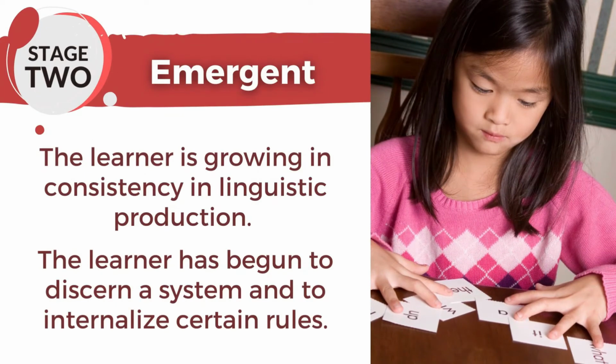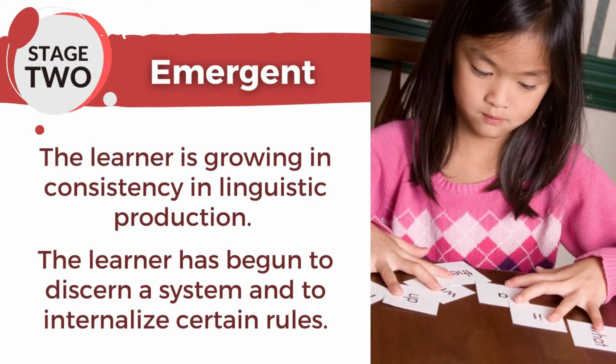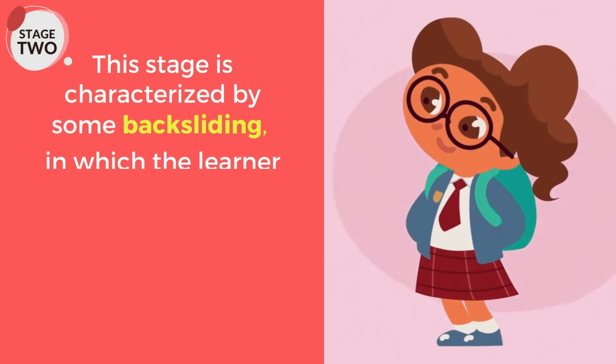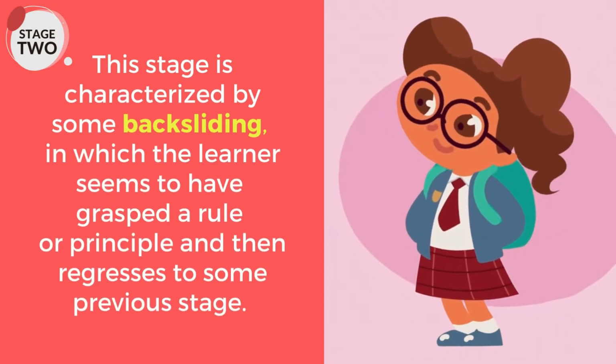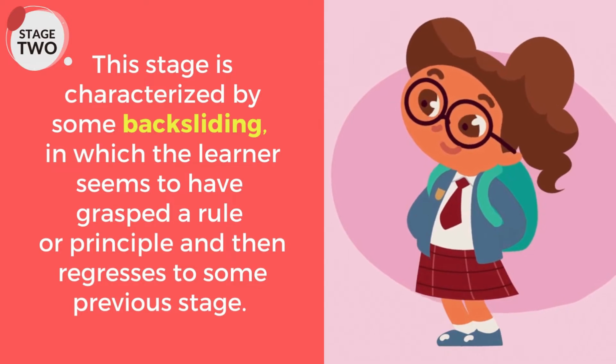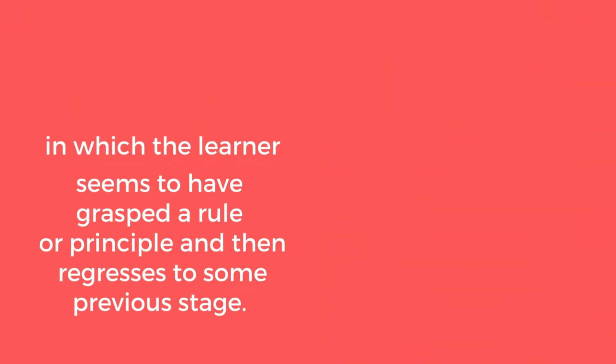Stage 2 is the emergent stage. In this stage, the learner is growing in consistency in linguistic production. The learner has begun to discern a system and to internalize certain rules. This stage is characterized by some backsliding, in which the learner seems to have grasped a rule or principle and then regresses to some previous stage.